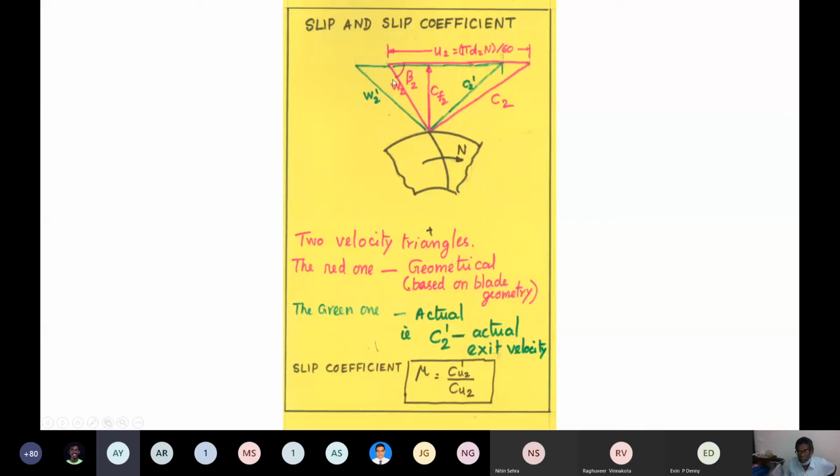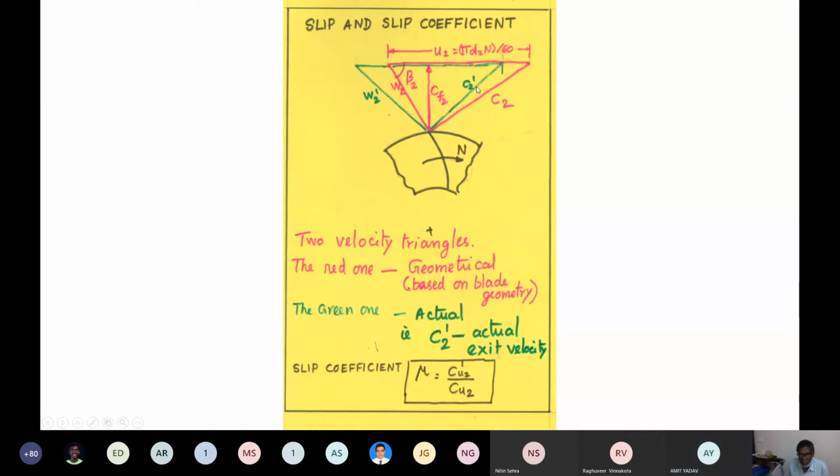But the existence of slip could be based on thought process. More than that, people have measured the velocity direction. Can you tell me which velocity direction people would have measured? C2. The absolute velocity only they will measure. After the impeller, in that portion, you may have to drill a hole and insert a probe. You have to see that no leakage is there. Then you can measure the direction.